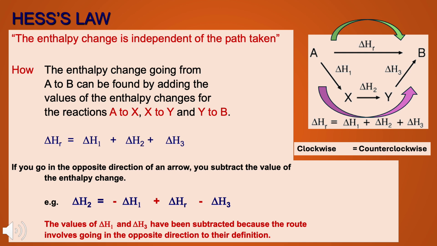To find the unknown enthalpy for the step XY, isolate it from the cycle using the equality of paths. Rearranging gives ΔH2, XY, equals ΔHR, AB, minus ΔH1, AX, minus ΔH3, YB.